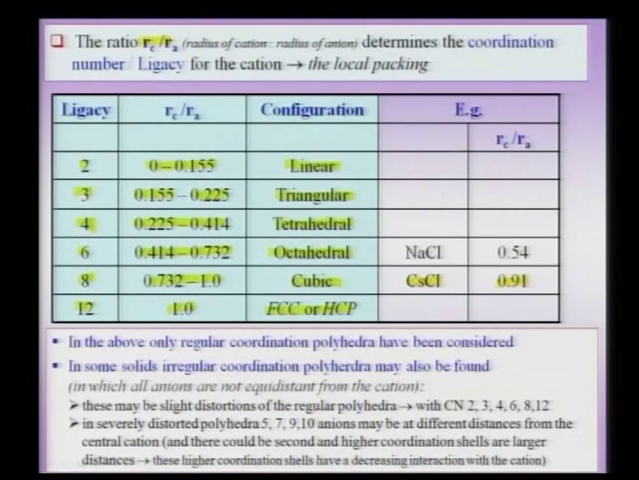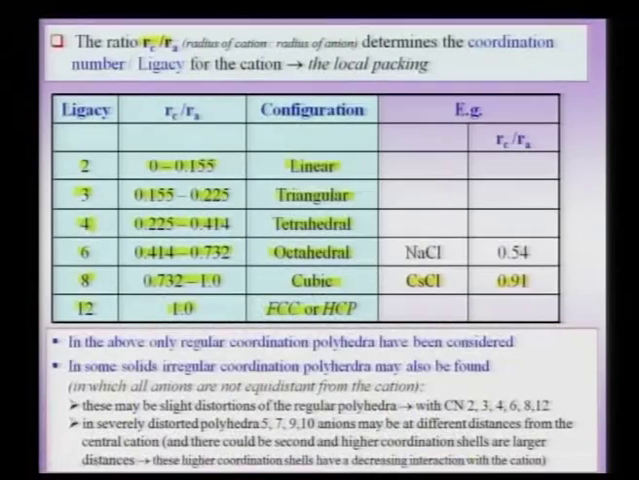Now, these are simplified versions of the whole picture, and there could be many ionic crystals wherein the picture is a little more complicated. So, let us keep the picture simple in this elementary course, but we need to note a few points. In the above, only regular coordination polyhedra have been considered. That means we have not considered irregular coordination polyhedra, and in some solids irregular coordination polyhedra are also found.